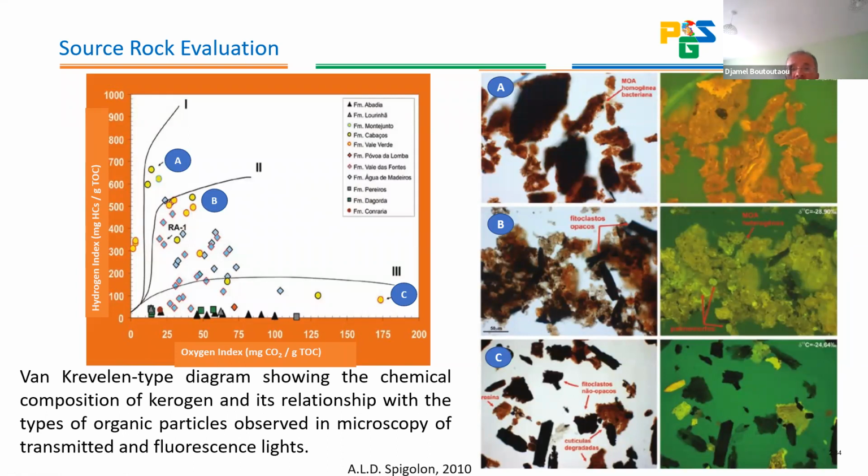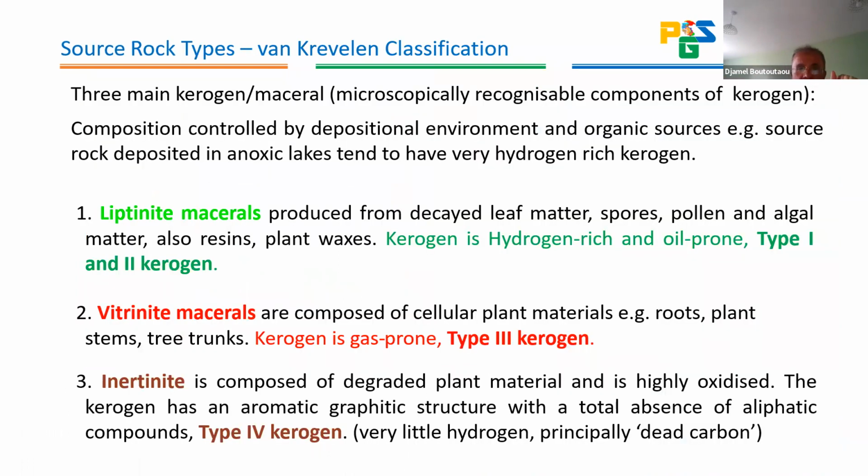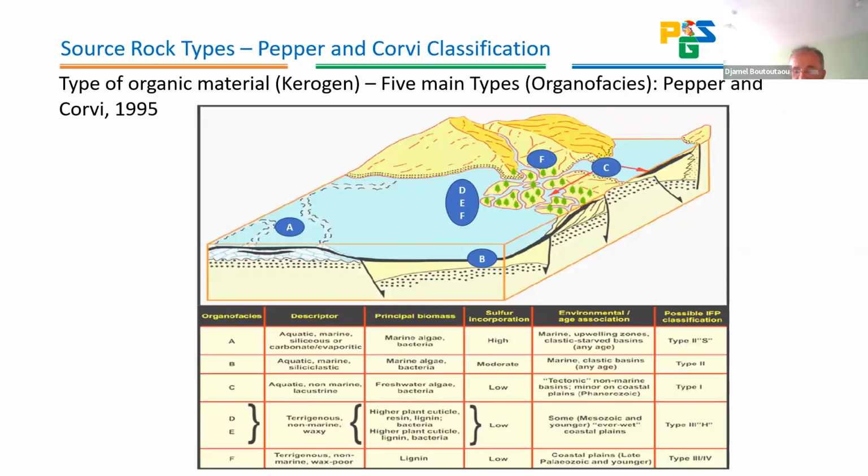Now, this classification here is based on Van Krevelen in 1977, where he proposed these diagrams to classify different types of source rocks, between lacustrine, marine, or type 3. But more recently, in 95, Pepper and Corvi proposed a new classification, which is actually more detailed.